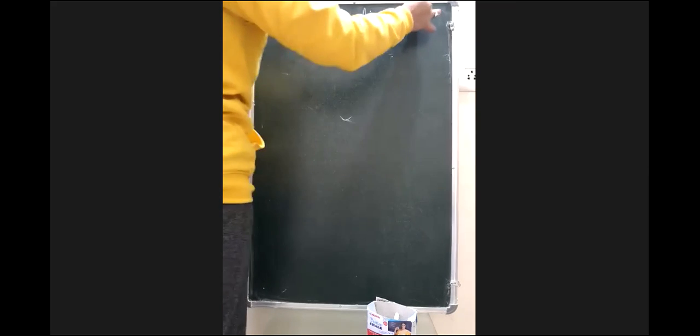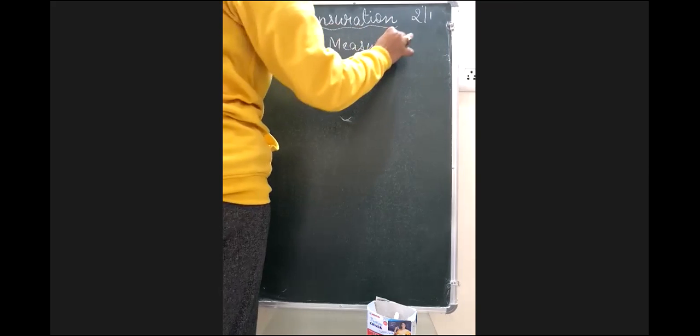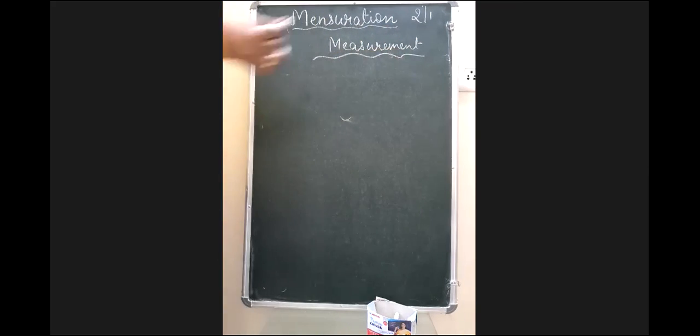So as you can see, we are on the chapter mensuration. Today's date is 2nd of January. If you remember, I have already taught you that mensuration means measurement. And why we need measurement, I have just told you at the beginning of the class: we need it for so many things, because our surroundings are covered with so many kinds of shapes.